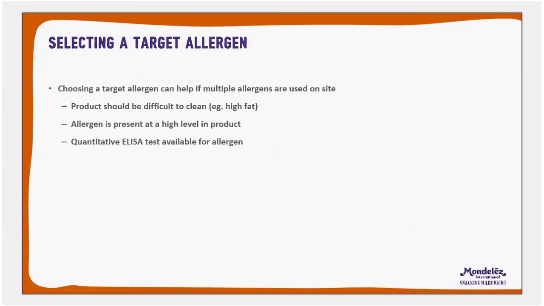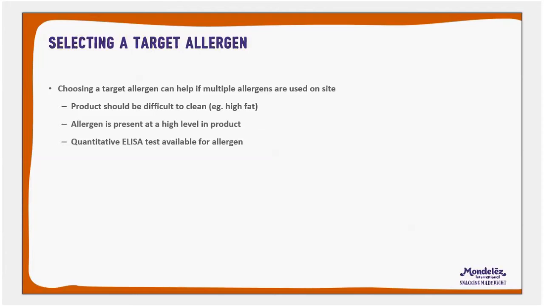So when we think about selecting a target allergen, this is where you can choose a target allergen if you've got multiple allergens used on site. So you pick a target to say, if I can demonstrate that that one has been cleaned, then you know that the other ones will also have been cleaned.